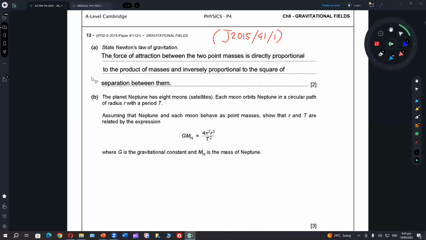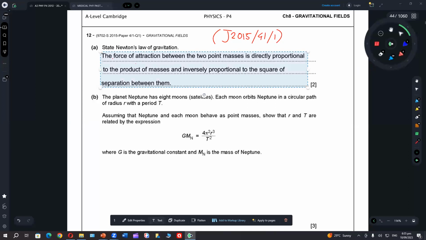The planet Neptune has 8 moons, satellites. Each moon orbits Neptune in a circular path of radius r with a period T. Assuming that Neptune and each moon behave as point masses, show that r and T are related. I think the majority of you can identify that this is the all-time famous Kepler's third law. So we need to put Kepler's third law here.